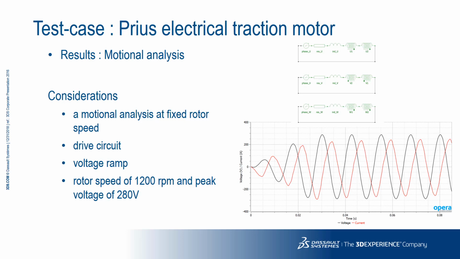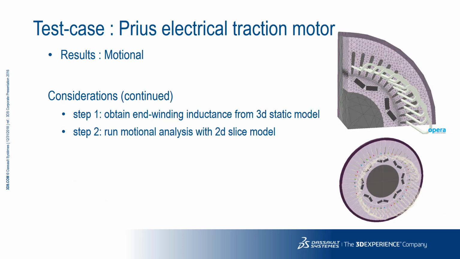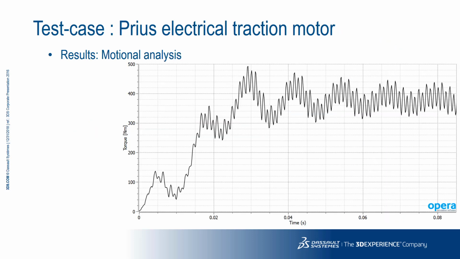If we wish to consider eddy currents induced by motion, then we can carry out a full electromagnetics with motion analysis. We request, for example, a fixed rotor speed, and the software will create the appropriate drive circuit with a voltage ramp. We can, if desired, use a full 3D analysis with motion, but this will be relatively costly during early development stages, so we can obtain the end winding inductance from a 3D static model and feed that into a slice model to obtain results an order of magnitude faster. And here we see typical results for torque versus time.